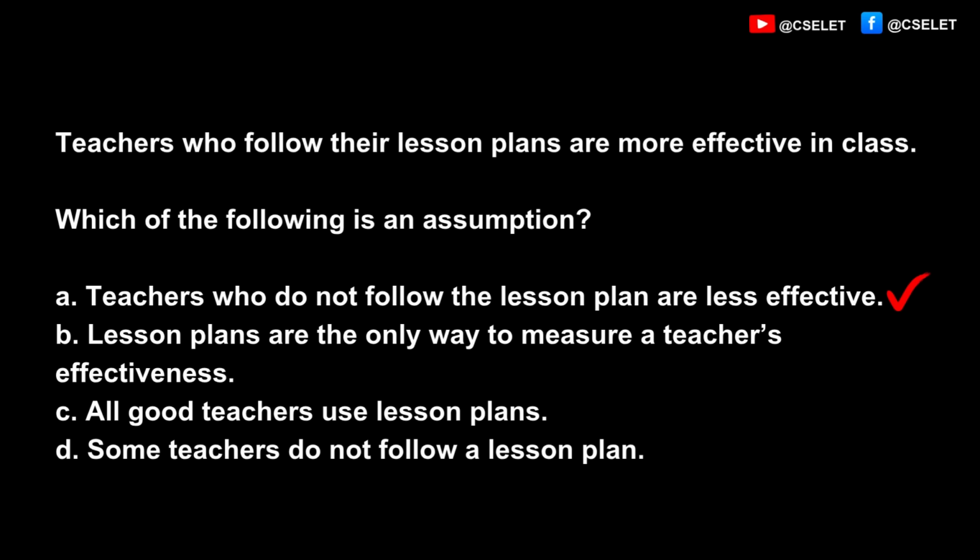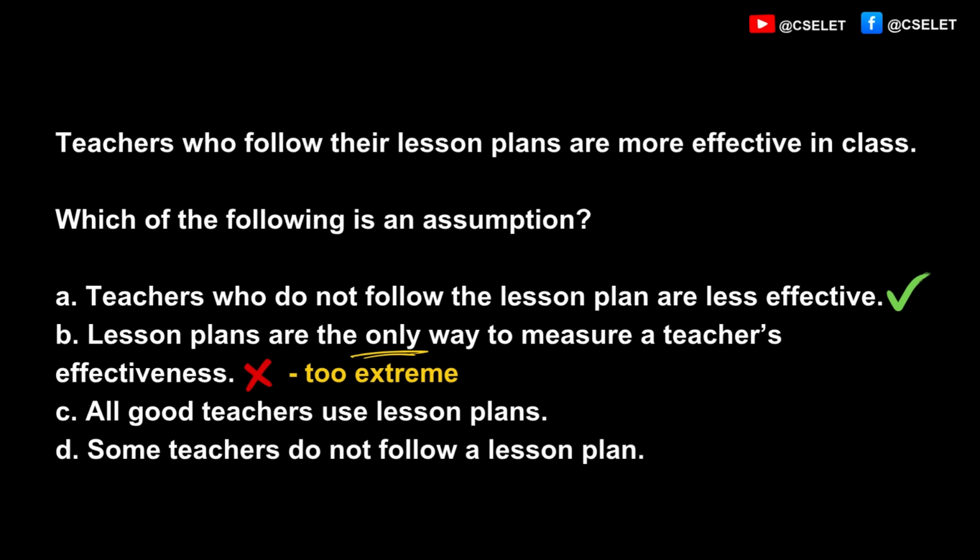Letter B, lesson plans are the only way to measure a teacher's effectiveness. Now, this is wrong because it's too extreme. It uses the word only, which makes the claim absolute. Pero yung original statement doesn't say that this is the only way. It only helps with the effectiveness of the teacher. Therefore, assumptions should support the argument without overreaching.